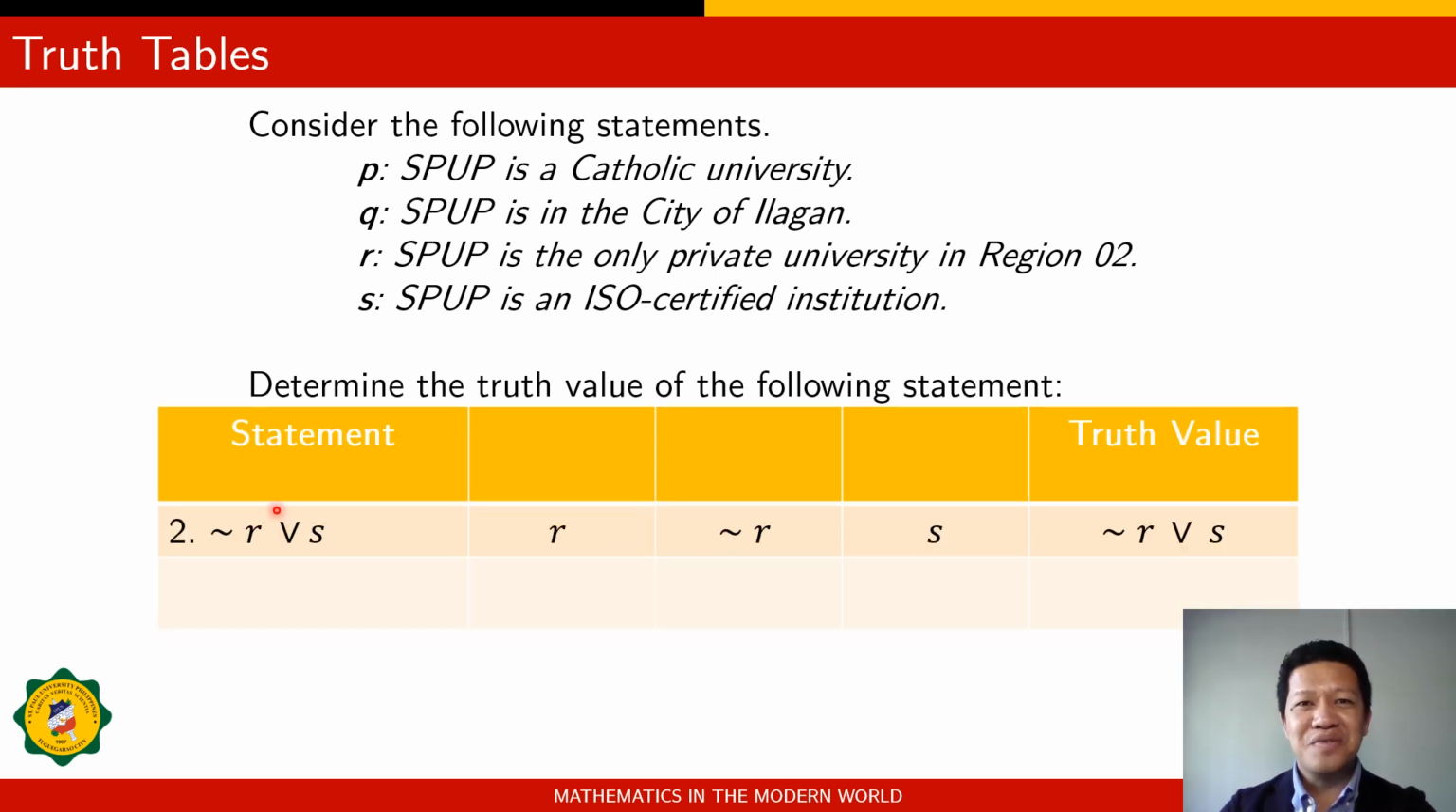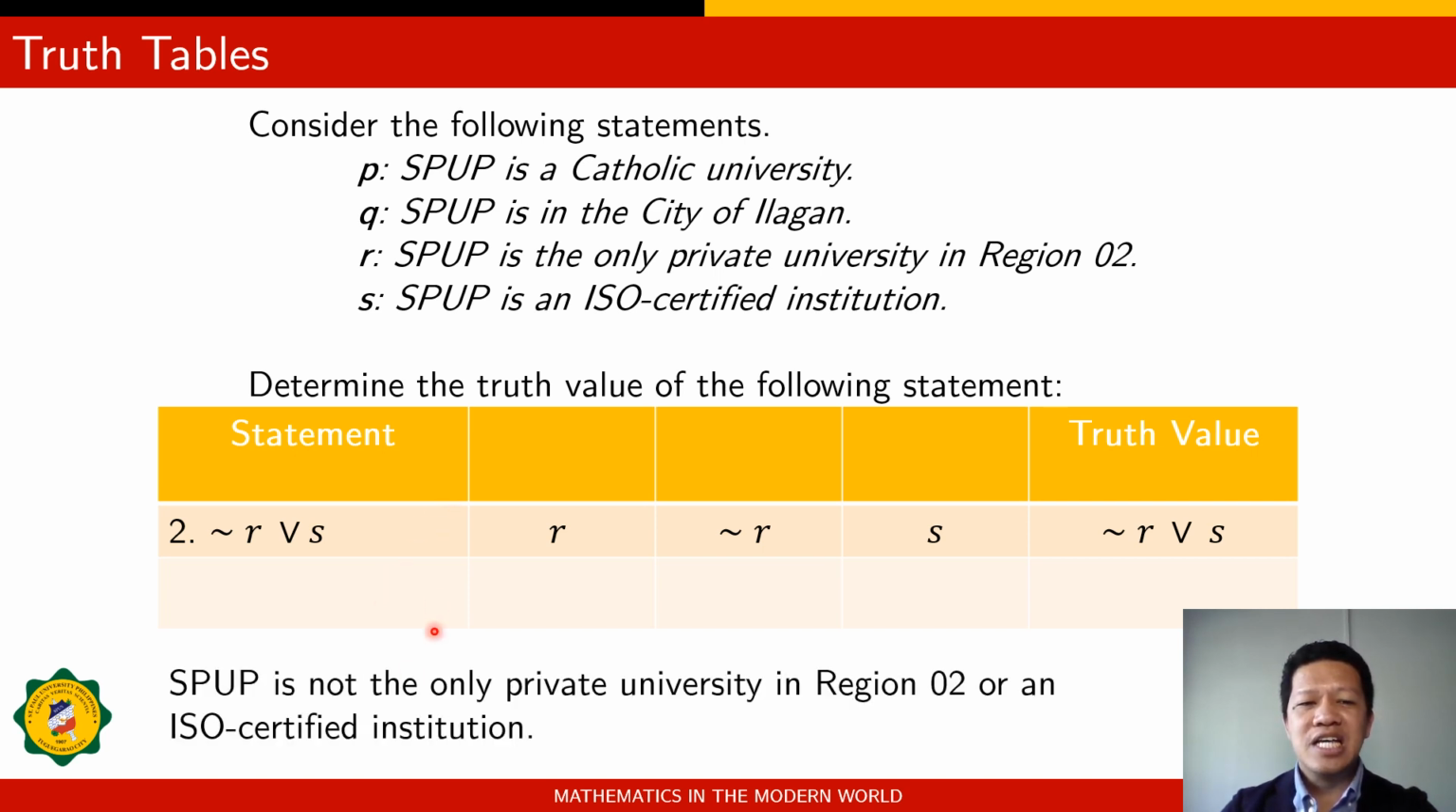Let us have another example, but the given statements are the same. We have P, Q, R, S. So we're going to determine the truth value of the statement, not R or S. The equivalent statement for this in words is: SPUP is not the only private university in Region 2 or an ISO certified institution.